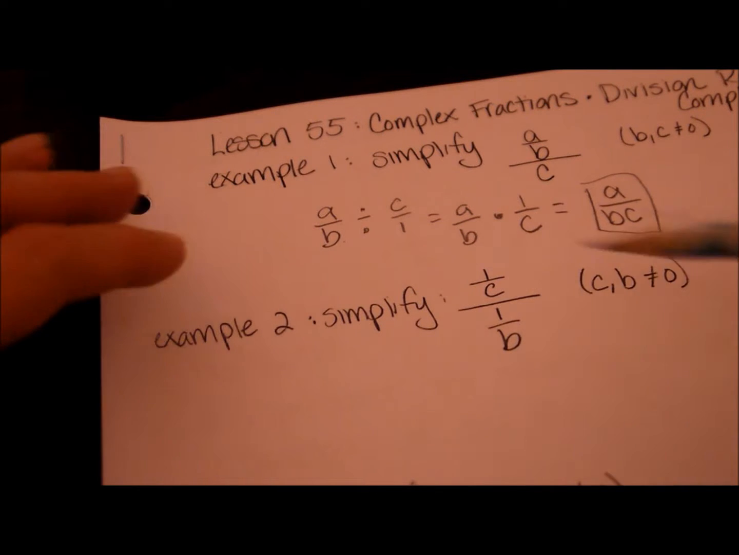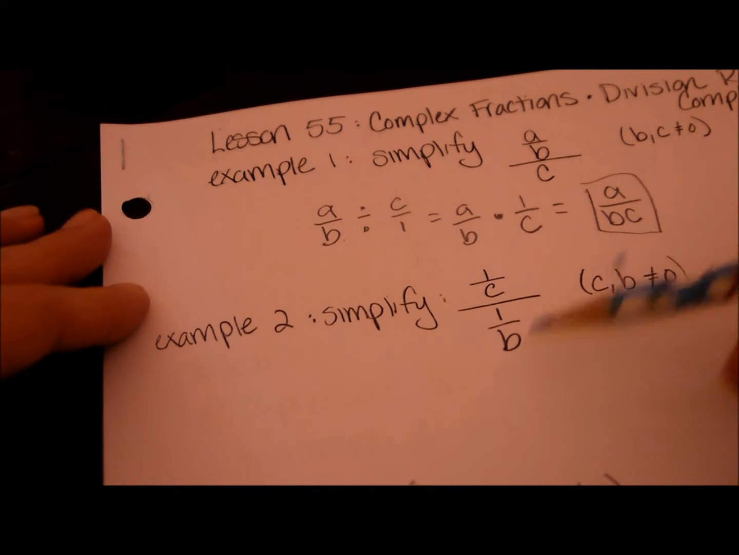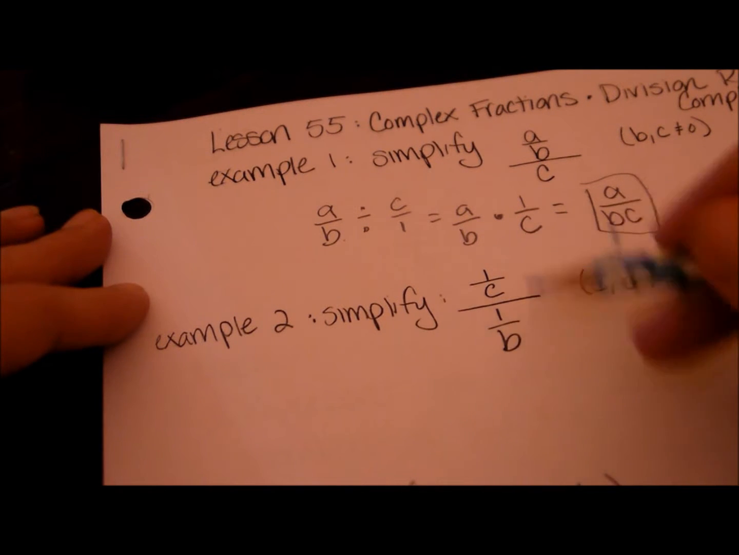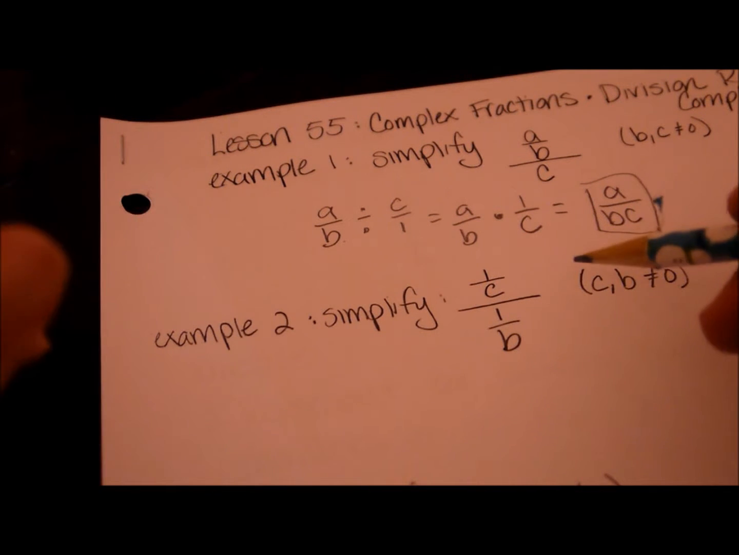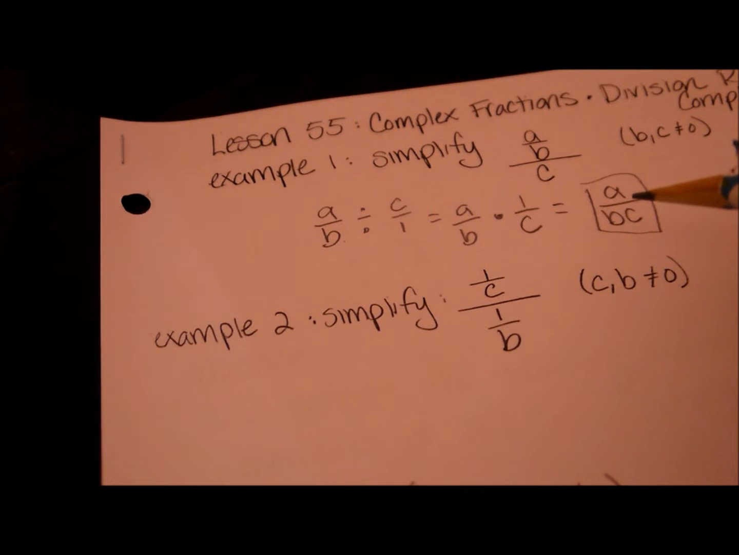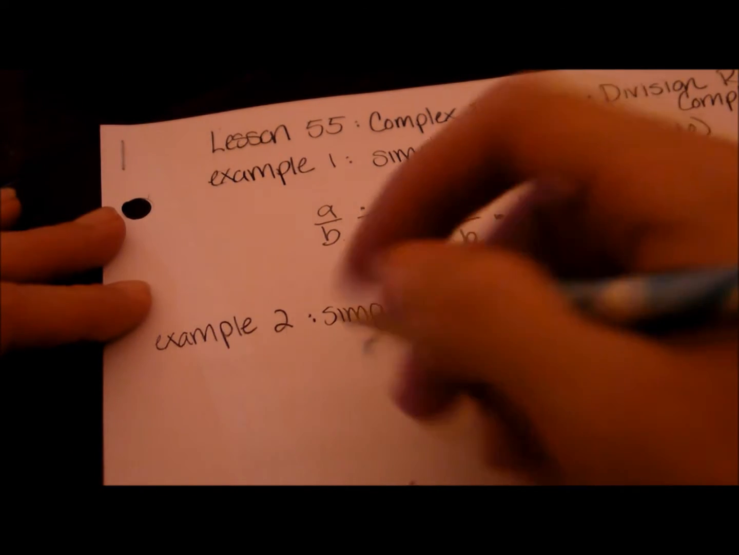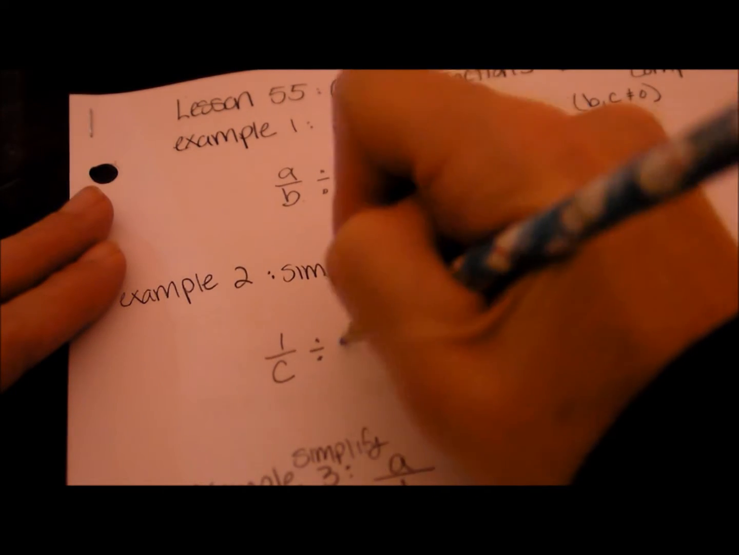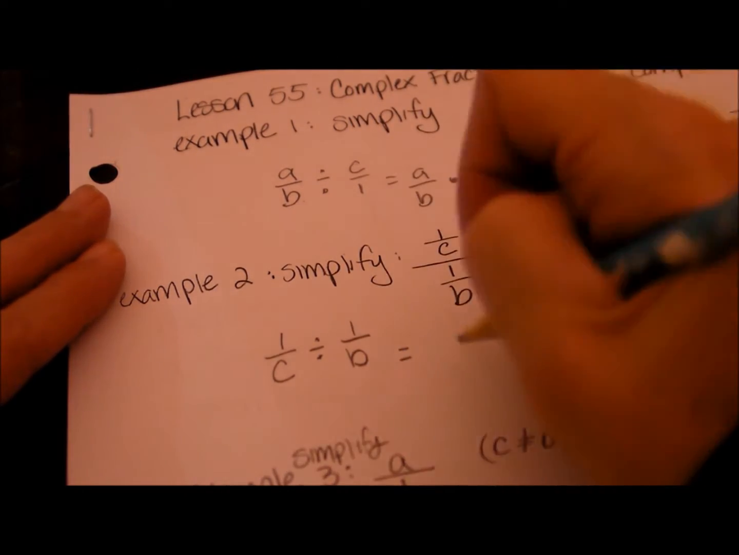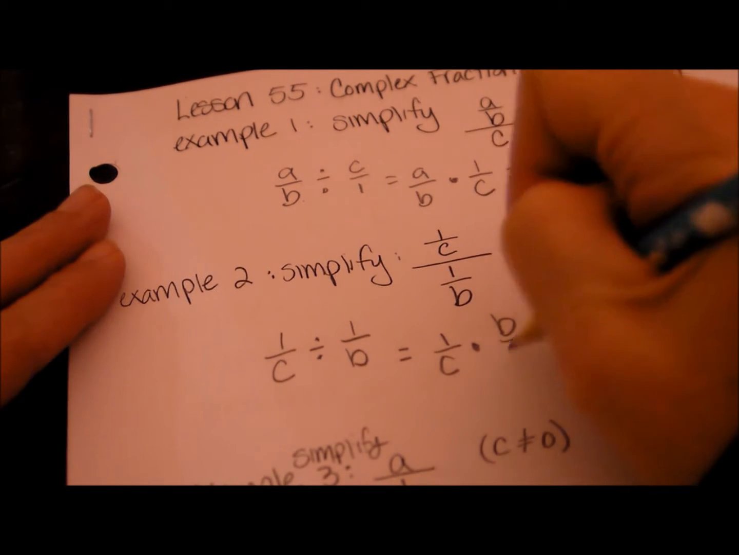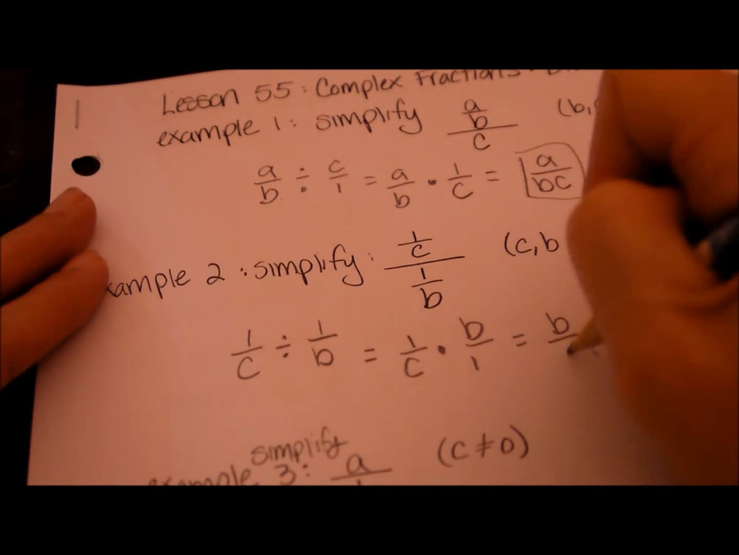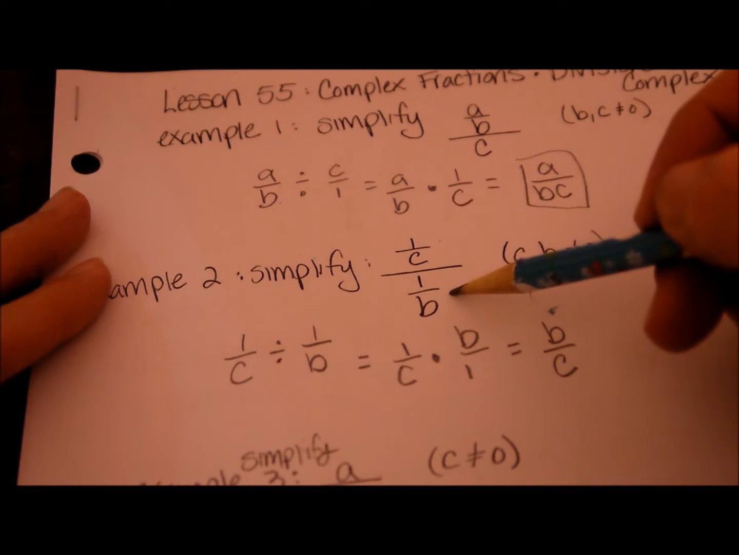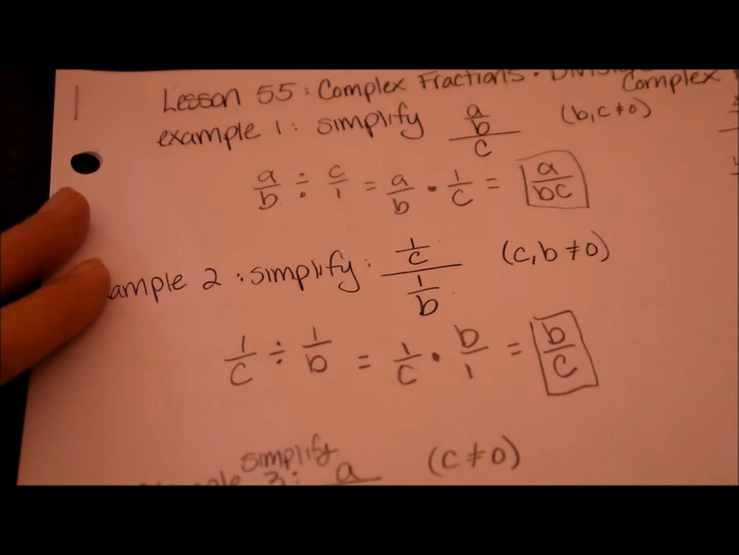Same thing with this. We're going to divide 1 over C divided by 1 over B, and again, C and B cannot be equal to 0, or else it wouldn't work. It would be illegal. So 1 over C divided by 1 over B equals 1 over C times B over 1, which equals B over C. So 1 over C divided by 1 over B simplifies to something that looks a lot better, B over C.